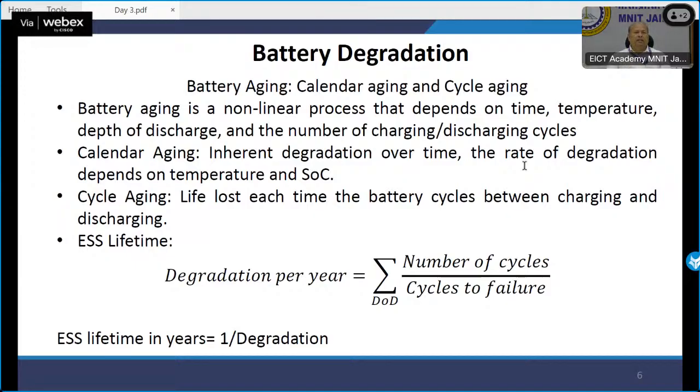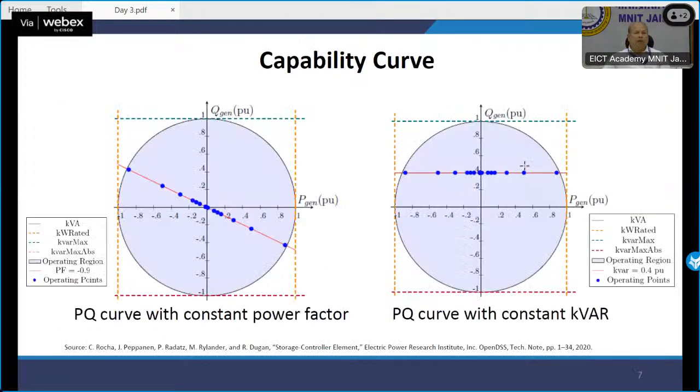So ESS, energy storage system lifetime, that is degradation per year, is nothing but the summation of number of cycles upon cycles after failure, and the lifetime of the battery is nothing but the inverse of the degradation. So even if it is discharged, let's say 100%, then discharged 10%, and again we put charge on it, one cycle we consider. Yeah. Or it has to be zero? No, it is one cycle over, no. So that's what you have been advised not to do.